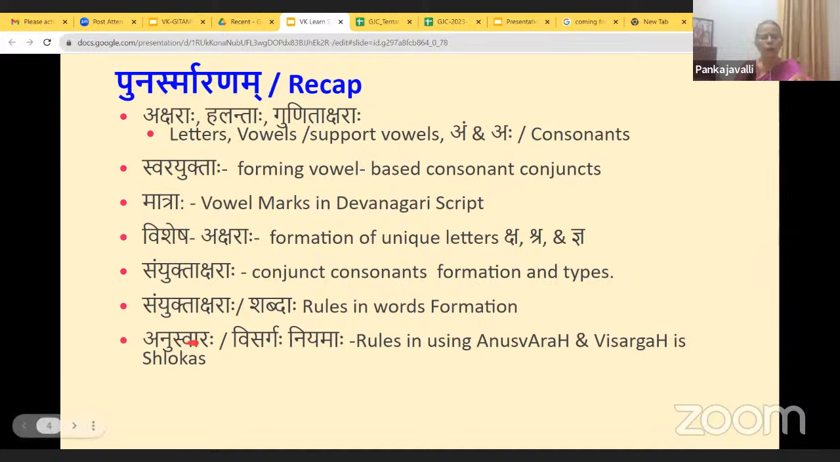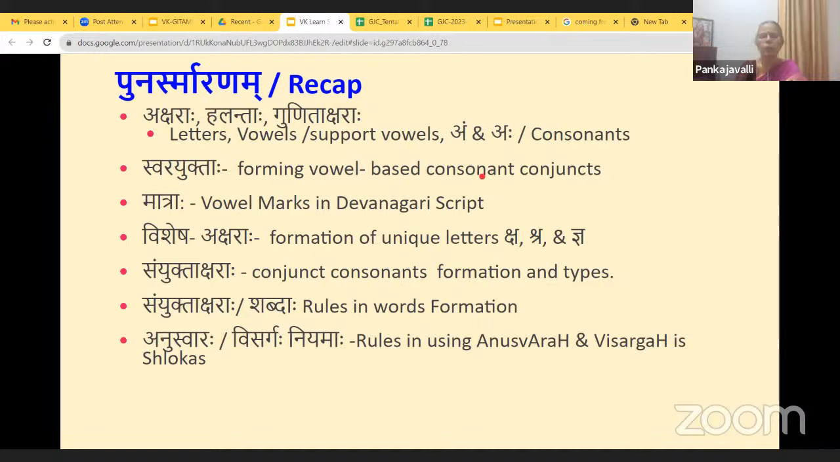Then Anuswaraha and Visargaha, the Ayogavahaha. Again, there are some rules for using them. Anuswaraha and Visargaha can be added only next to a vowel, as aha or am. You cannot add them to just a consonant.